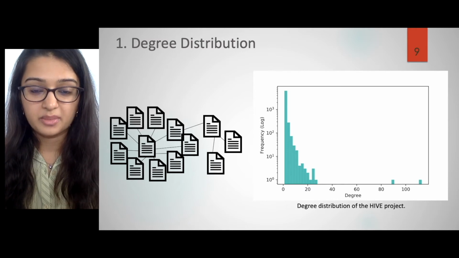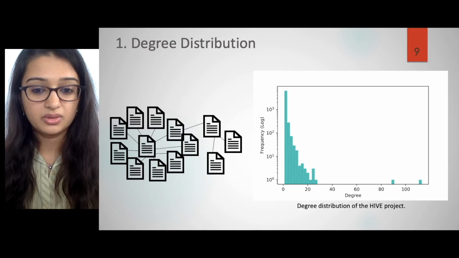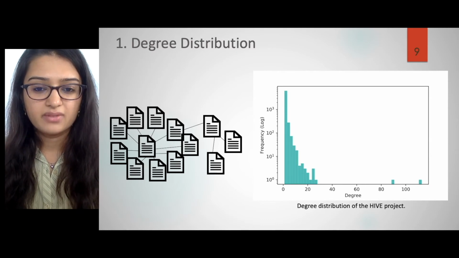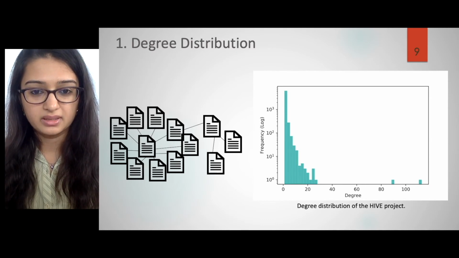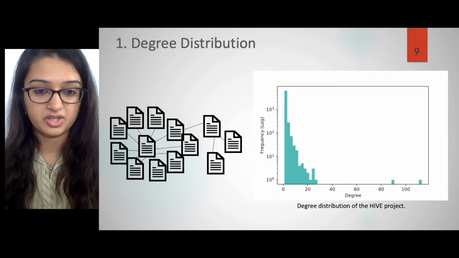Here you see an example of the degree distribution of the Hive project. You'll notice while a majority of issues actually have a very low degree, below 20, a small number have a very large degree, above 80, and these form the hubs in the Hive project.